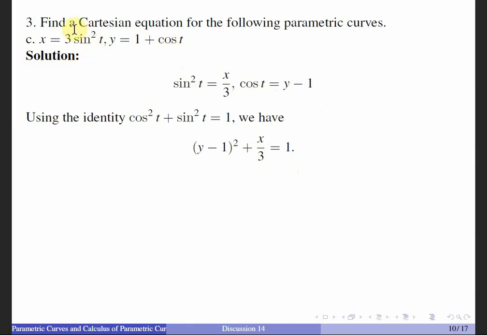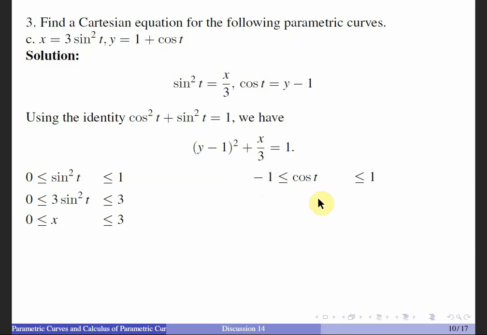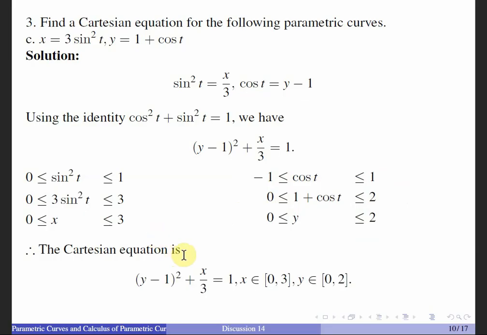So just like what we did in part B, we're going to restrict the trigonometric expressions into their ranges, and then try to rewrite the expressions so that we can arrive at x and y. Okay, so now we start with sine squared t. This is between 0 to 1 inclusive, and then just multiply all sides by 3. So 0 less than or equal to 3 sine squared t less than or equal to 3. So you have x is between 0 to 3 inclusive, and then again cosine t is between negative 1 to 1 inclusive, and then we just add 1 to both sides. So we have 0 less than or equal to 1 plus cosine t less than or equal to 2. So you know that y is between 0 to 2 inclusive. So we have the Cartesian equation is y minus 1 quantity squared plus x over 3 is equal to 1, where x is in the interval 0 to 3 inclusive, and y is in the closed interval 0 to 2.